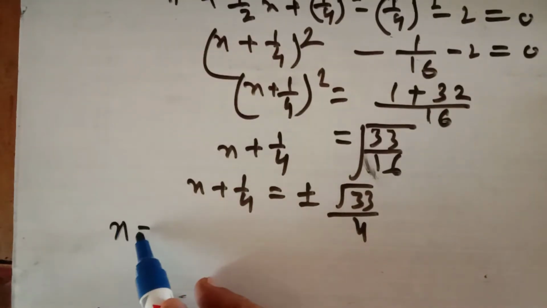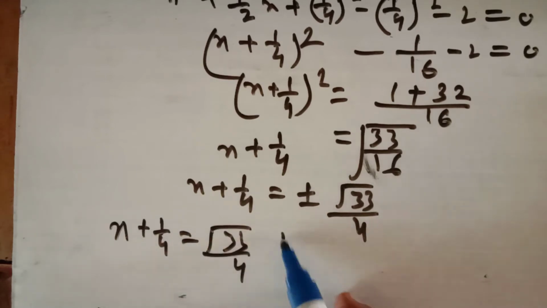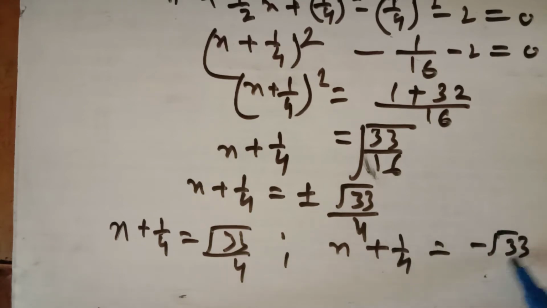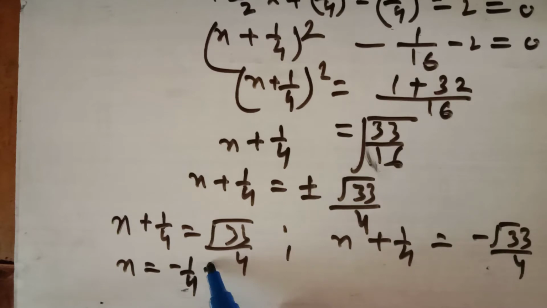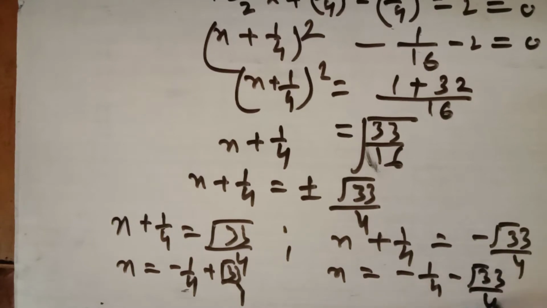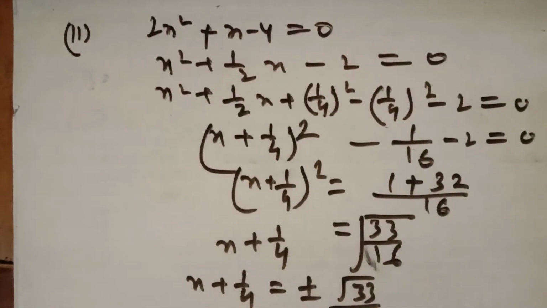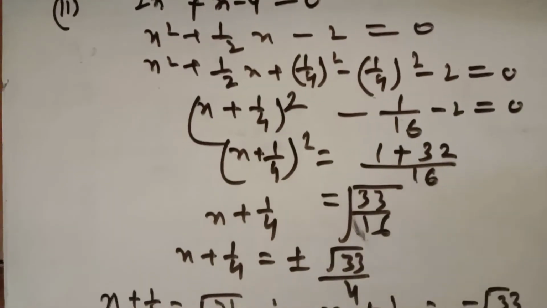So the first, x plus 1 upon 4 is equal to root 33 upon 4, and the second will be minus root 33 upon 4. So the first value is minus 1 upon 4 plus root 33 upon 4, and the second value is minus 1 upon 4 minus root 33 upon 4. So these are the roots of this quadratic equation by completing the square or making a perfect square. The same method will be applied in all the parts of this question.